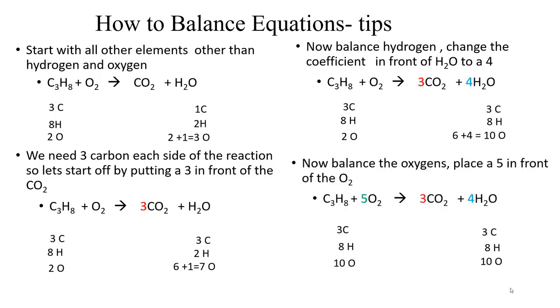So what we see here is oxygen is still not balanced. So what we do next is put a 5 in front of the O2, and that gives us 10 oxygen atoms on the reactant side. And so we have 10 oxygen atoms on the product side. So now we are balanced. We have 3 carbons on each side, 8 hydrogens on each side, and 10 oxygens on both sides.